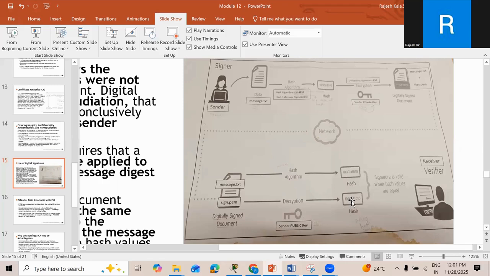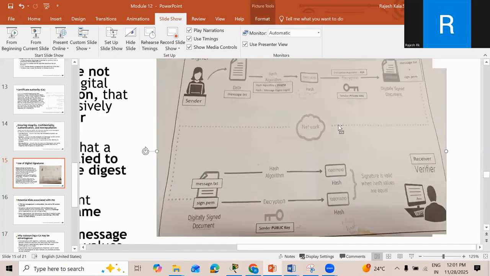So these two hashes are there, and we compare them to check whether the signature is valid. If the hashes match, that means the signature is valid, and the receiver has verified that the data is coming from the sender and has not been altered. This is what happens in a digital signature.